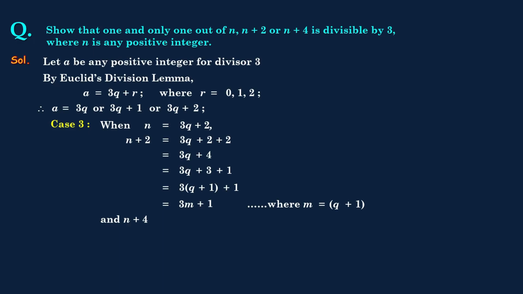Now let us take another one, that is n plus 4. So that is going to be 3q plus 2 plus 4, right? Because n is 3q plus 2, so 3q plus 6. Now if we take 3 as common, this is going to be 3 into (q plus 2). So 3m, where m is equal to q plus 2.